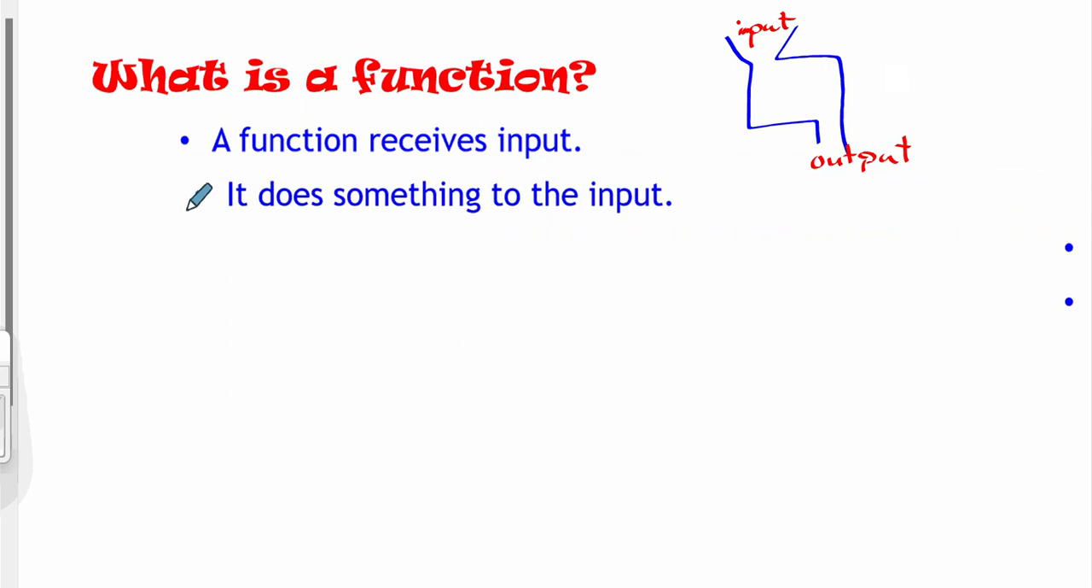It does something to the input, so that's that inside part. So here it does something. Do something. I will spell it ridiculously. Spell it do something. Okay. After it does something, then it's going to give me some output.